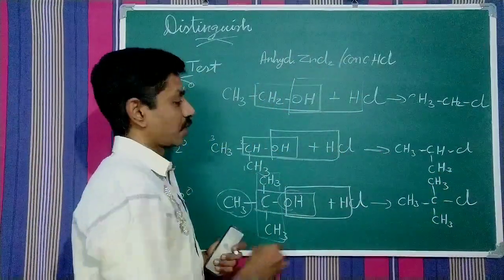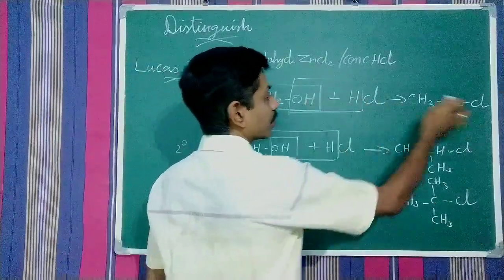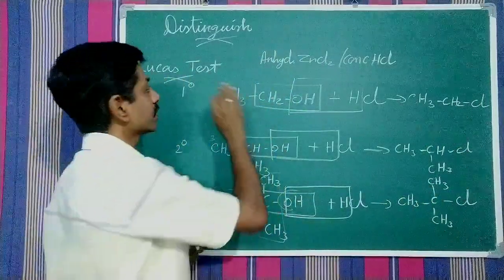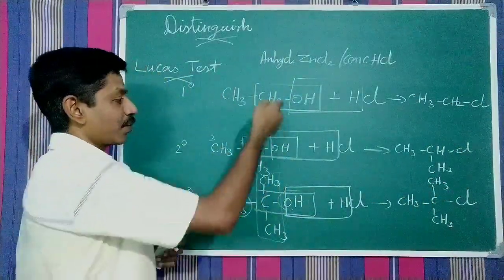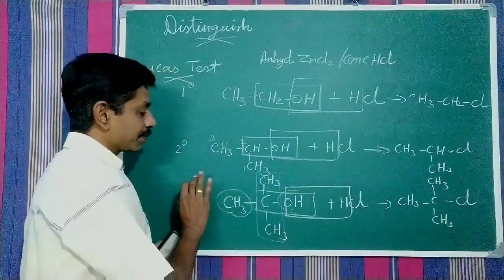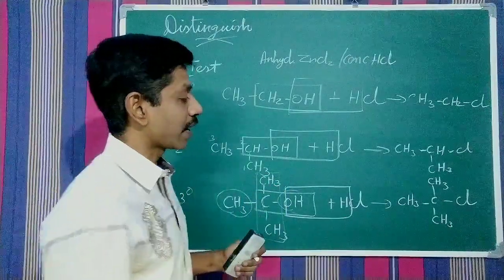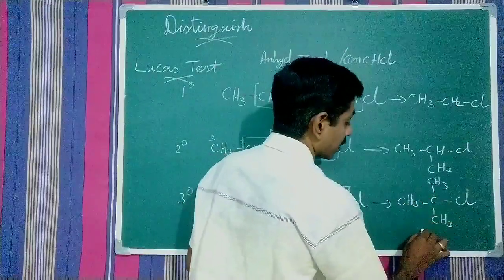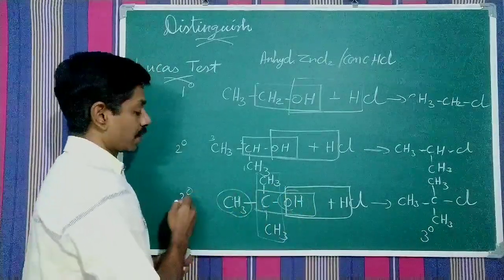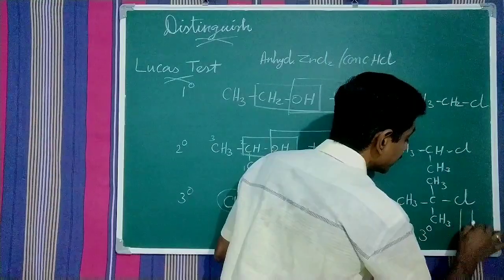The only difference in all these things is that in the place of the OH group, Cl is going to be substituted. That is the reaction, that is the Lucas test. Now you may be asking, how are you going to distinguish with that? When performing this particular test, the scientist Lucas found that the compound coming out of tertiary butyl alcohol formed turbidity immediately.